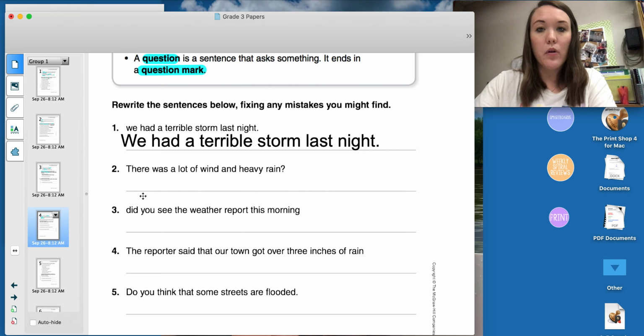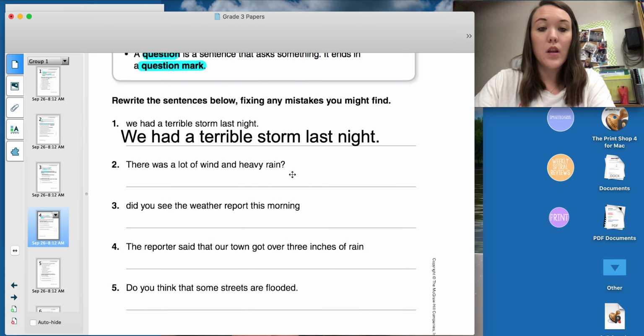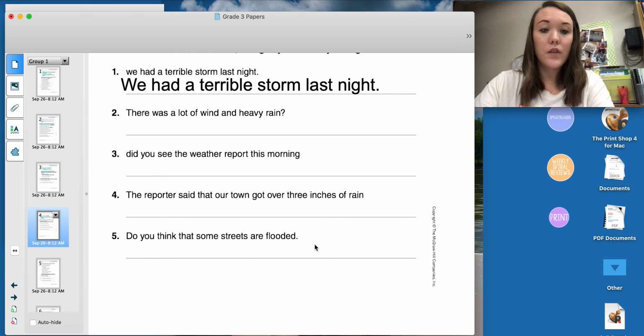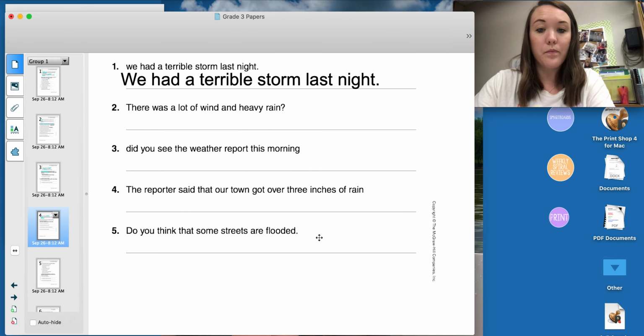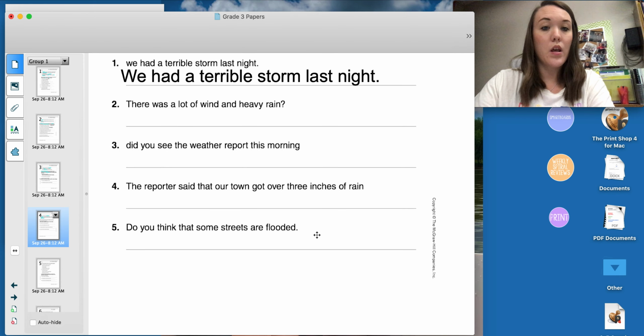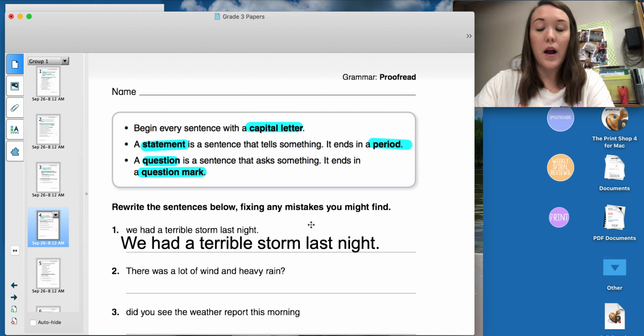I'm going to give you a couple of clues for this page. Number 2 says there was a lot of wind and heavy rain. That one has 1 mistake. Number 3 says, did you see the weather report this morning? That one has 2 mistakes. Number 4 says, the reporter said that our town got over 3 inches of rain. That has 1 mistake. And number 5 says, do you think that some streets are flooded? That has 1 mistake. Those are your first set of grammar practice pages.